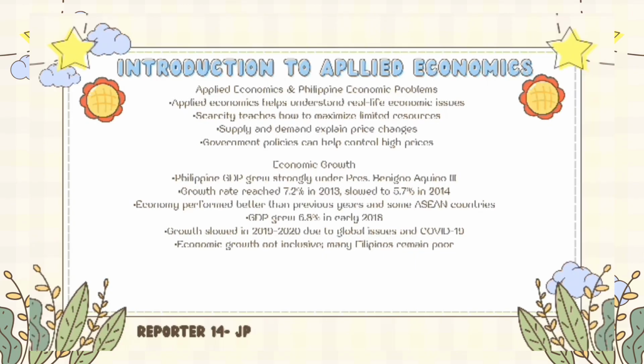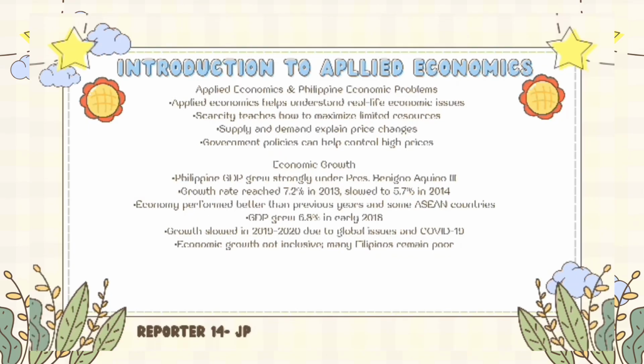Growth rate reached 7.2% in 2013, slowed to 5.7% in 2014. The economy performed better than in previous years in some Asian countries. GDP grew 6.8% in early 2018. Growth slowed from 2019 to 2020 due to the global issue of COVID-19. Economic growth was not inclusive, and many Filipinos remain poor.